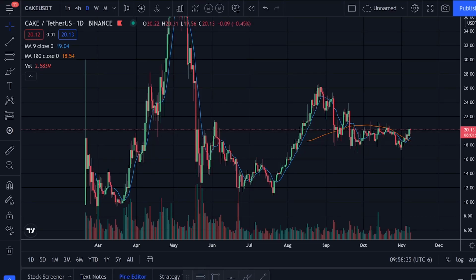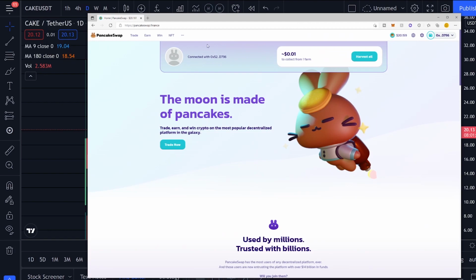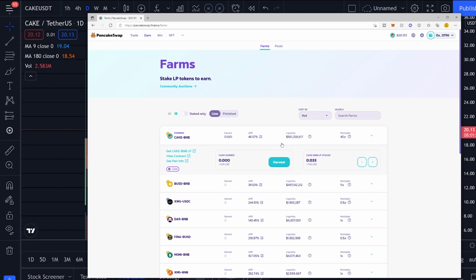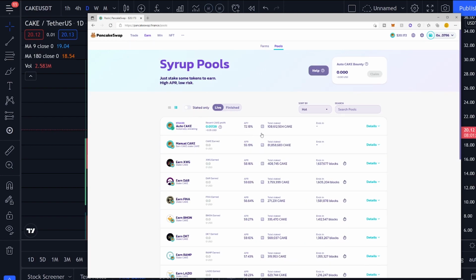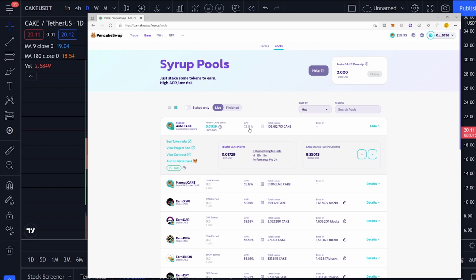Let's take a look at the chart action for Cake. This is a token on the Binance Smart Chain. They use it on PancakeSwap. I got some over the weekend, and what I did is I put some in farms with some BNB for liquidity, getting 46 APR, and then if you go to the pools, I put some in there too, put some in staking, and this is getting 72%.